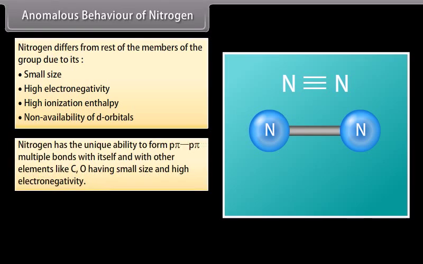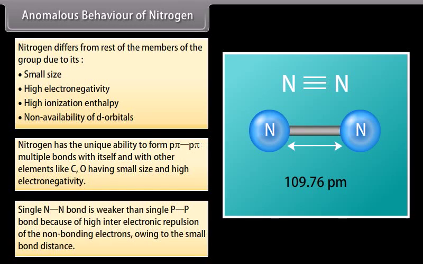Nitrogen has the unique ability to form pπ-pπ multiple bonds with itself and with other elements like carbon and oxygen, having small size and high electronegativity. Thus, nitrogen exists as a diatomic molecule with a triple bond between the two atoms, having high bond enthalpy of 941.4 kJ per mole.